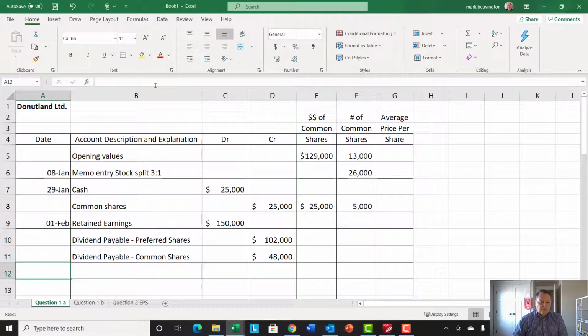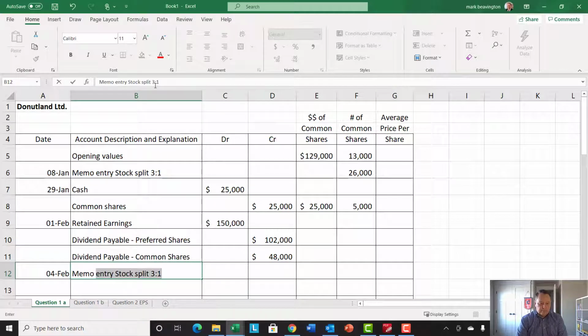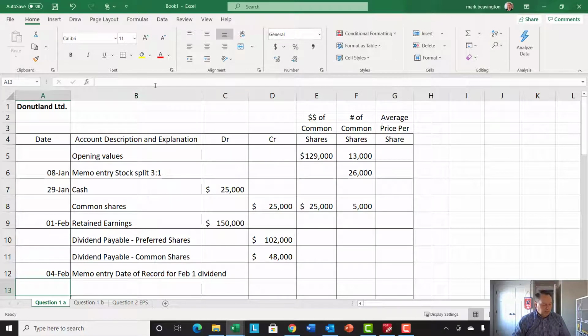On February the 4th is the date of record for the February 1 dividend, and again, it's just a memo entry. Okay, so that's good there.